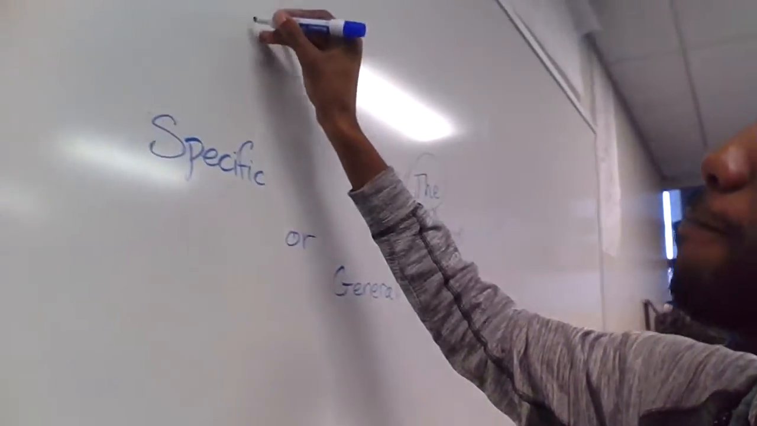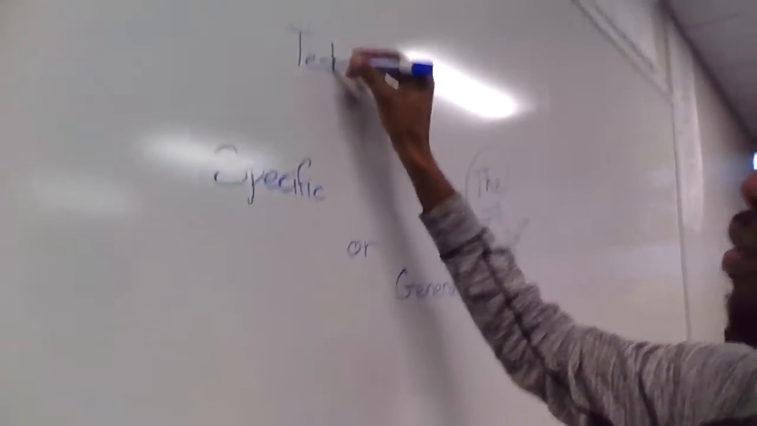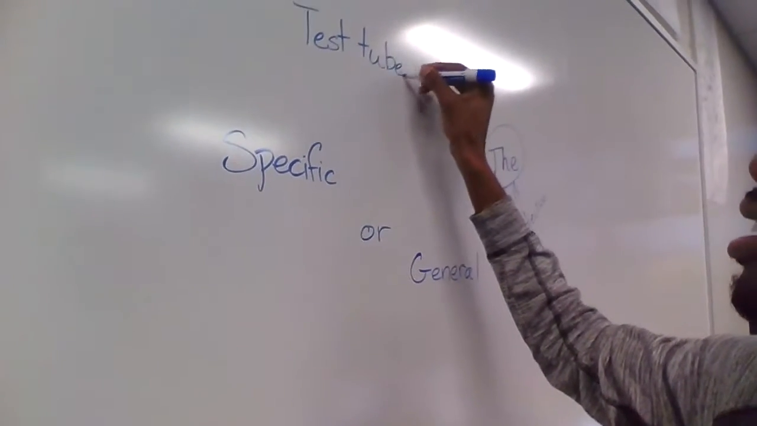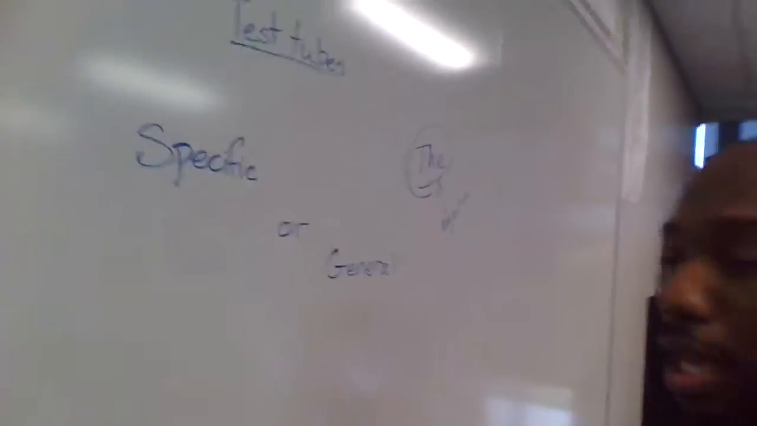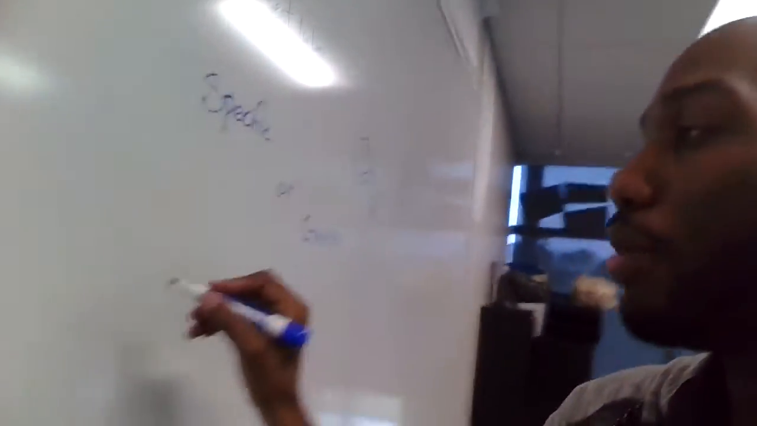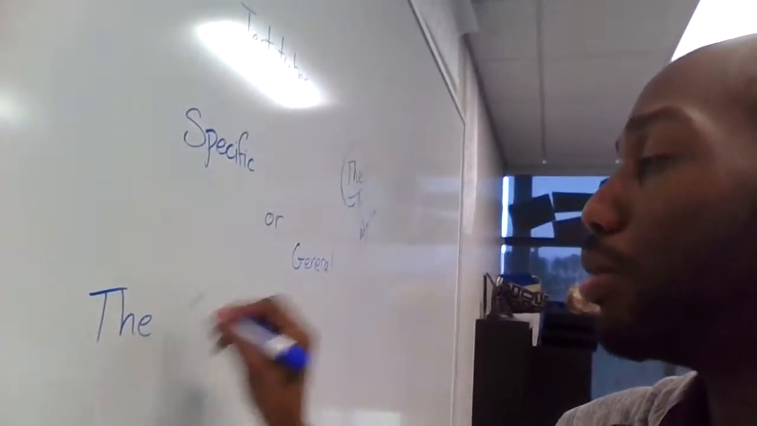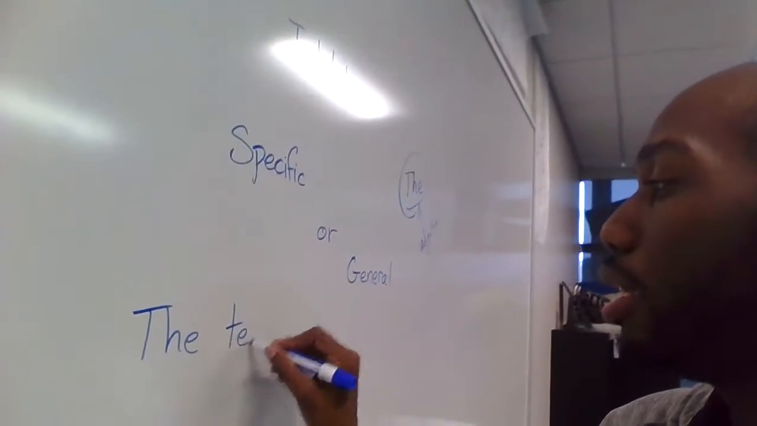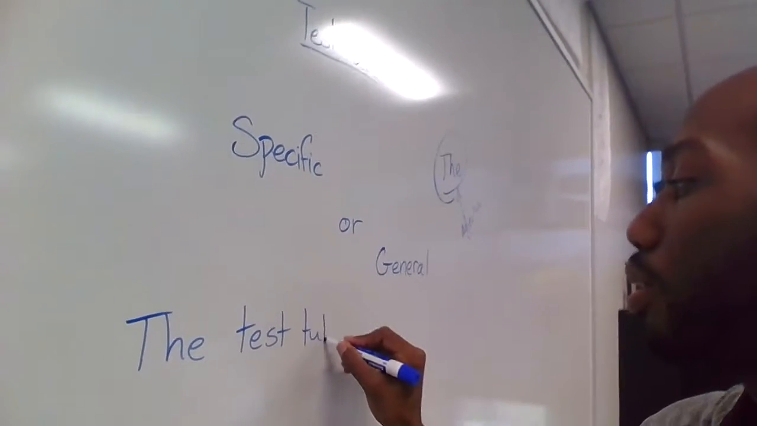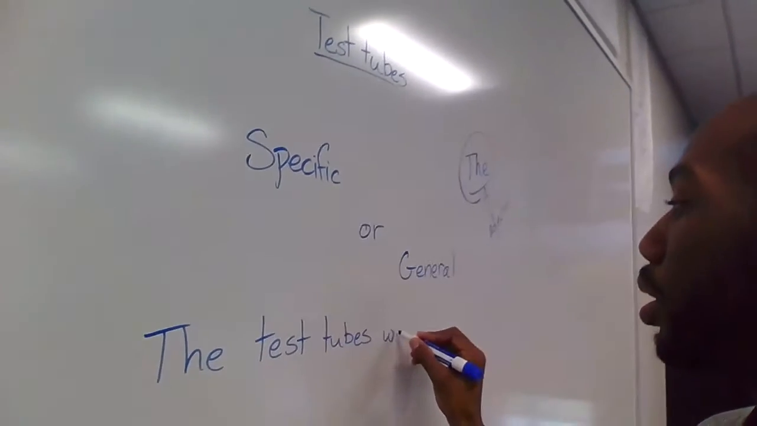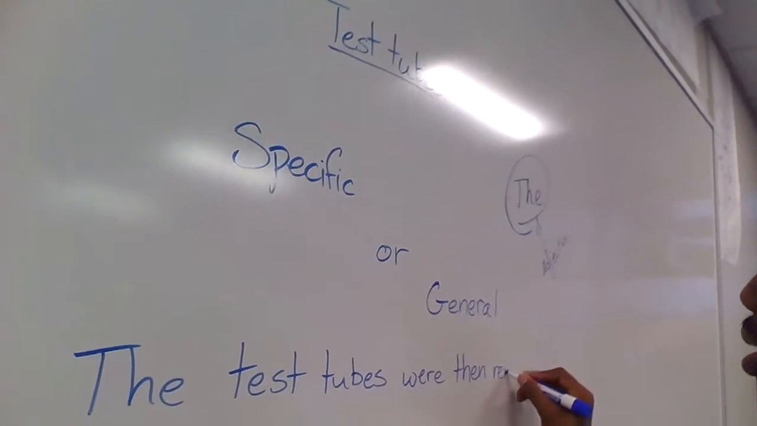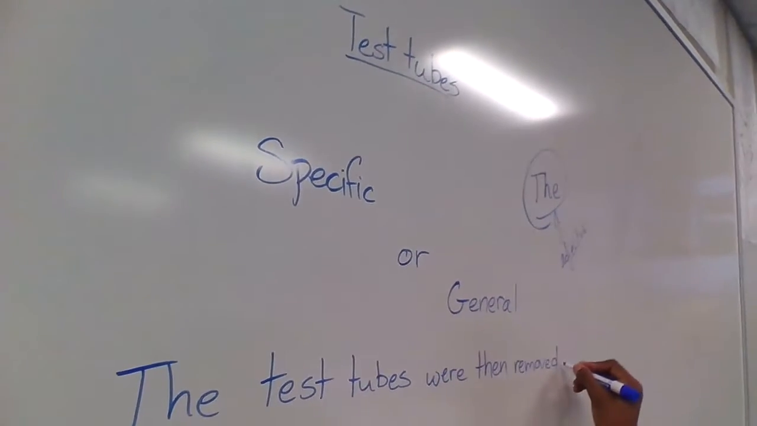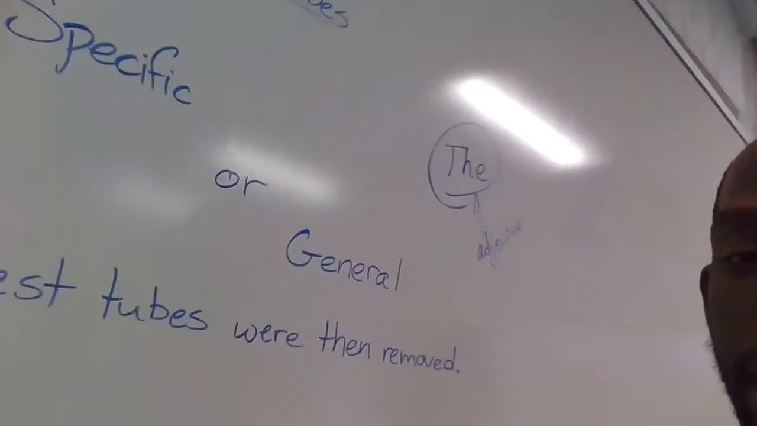Okay. So for instance, if I'm talking about test tubes, for whatever reason, test tubes. That's my subject. That's my topic. And I want to write this. Now let's see whether you'll be able to figure out the difference between these two sentences. The test tubes were then removed. Okay, so: the test tubes were then removed.